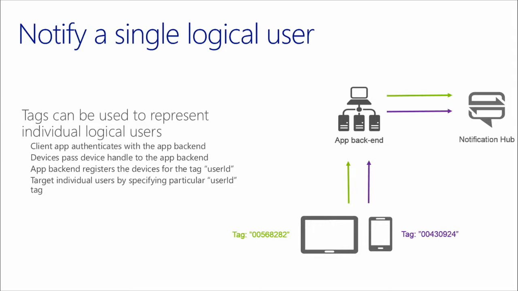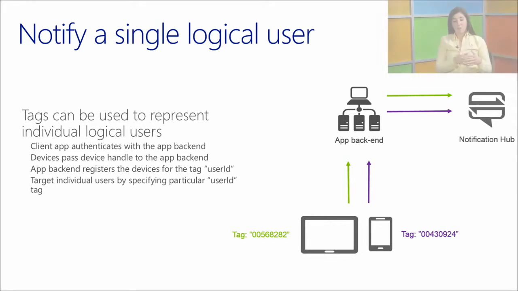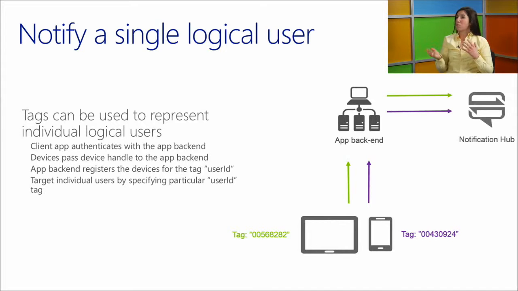with a user ID. You can name it whatever you'd like, but basically the client app is going to authenticate with the backend, and then the device handle is also passed to the backend. Once the app backend is registered, a tag is created called user ID, and then you can target individual users when sending the message by saying a particular user ID equals. Here you see that when it's 004300924, a message sent with that tag is only going to reach that device. It won't reach that tablet device next to it because it has a different user ID.